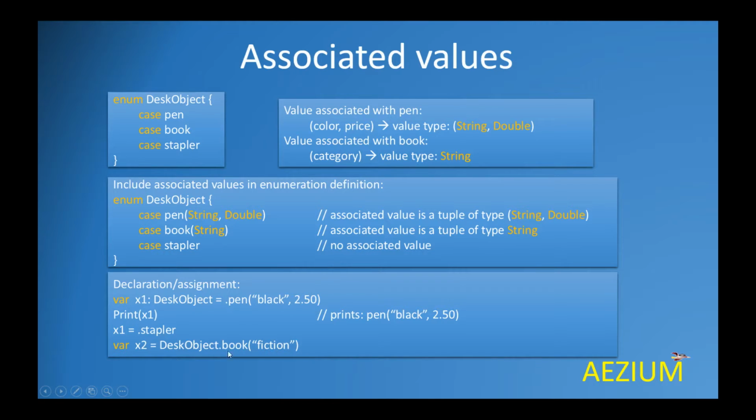Again, notice that whatever we put here has to follow the same format as there. We're using the value book, but book has an associated value which is of type string, so we will have to mention a string within parentheses to make sure that the format of whatever we show here is the same as the format of our definition there. In other words, if we had used only dot book without the parentheses, this would cause an error.